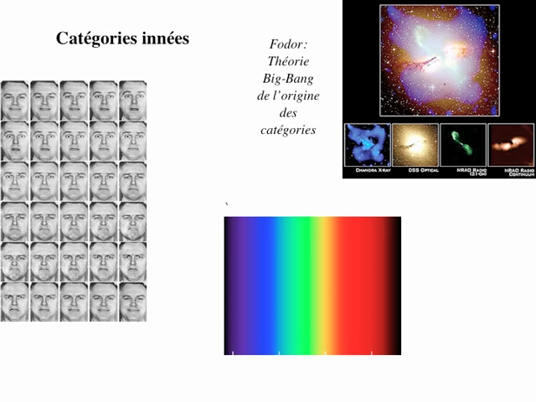Now, there are people like Jerry Fodor who get a little bit carried away with this inborn category stuff and kind of think that everything is inborn. And I've called his theory the Big Bang theory of the origin of categories. Instead of evolving as ours do, or being learned as most of ours do, his are already kind of there. You wonder in what sense they're there.